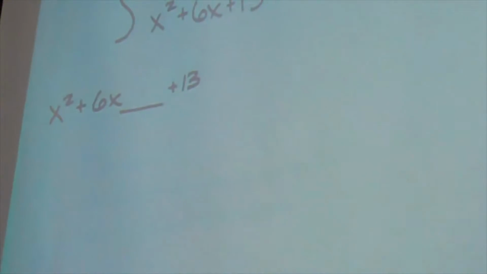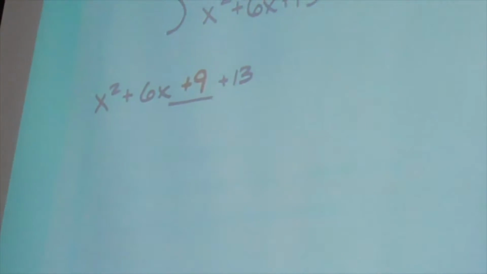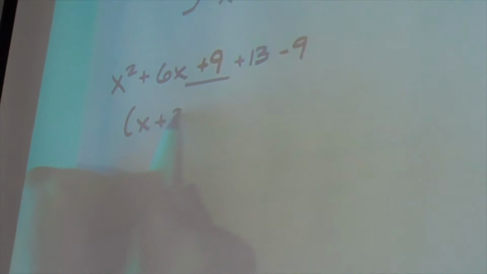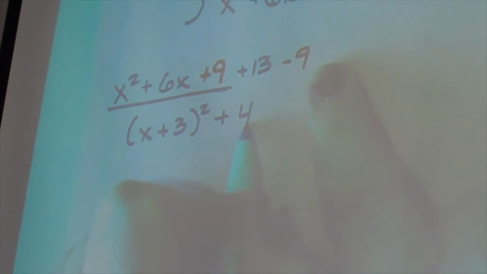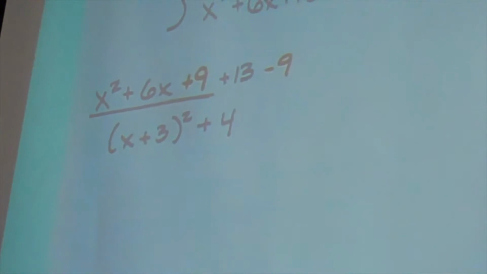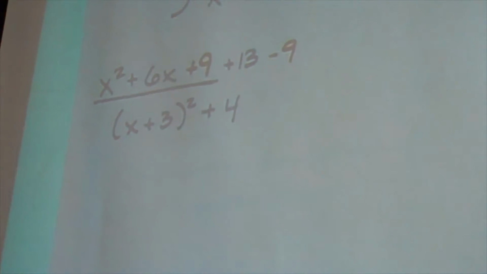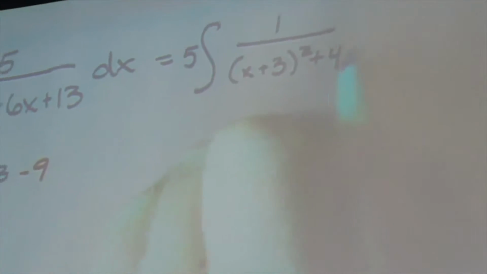Okay. So I'm going to kind of shove the 13 out of the way because he's bugging me. What do I wish was right there? A plus 9. So how do I legally add a plus 9? Subtract a 9. Okay, so this part factors into x plus 3, the quantity squared. And then 13 minus 9 is 4. So this is equivalent to... Can I pull the 5 out? Would that be okay? So 1 over x plus 3 squared plus 4 dx.